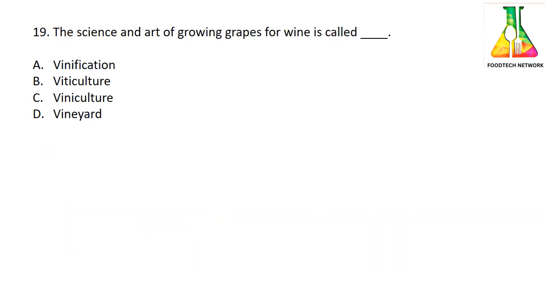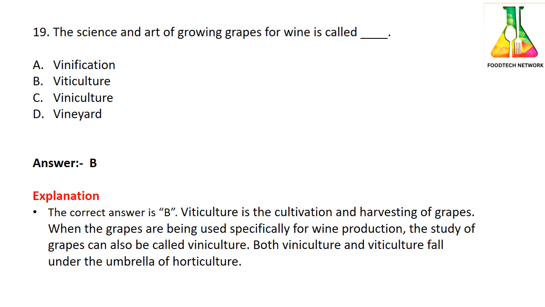Number 19. The science and art of growing grapes for wine is called dash. Option A vinification, option B viticulture, option C viniculture, and option D vineyard. Option B, that is viticulture.